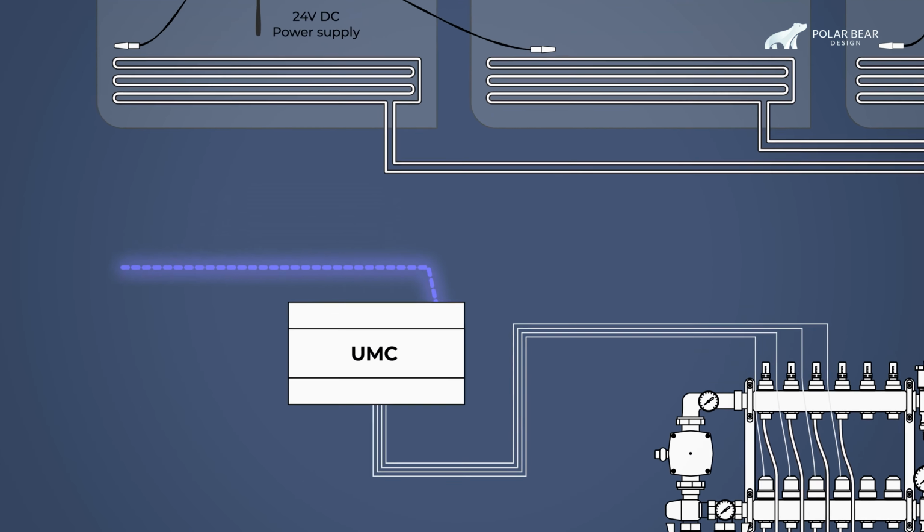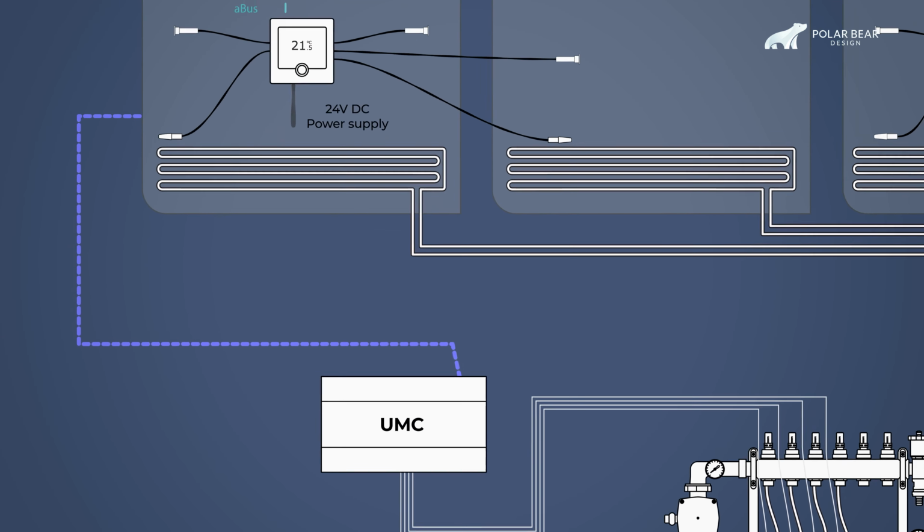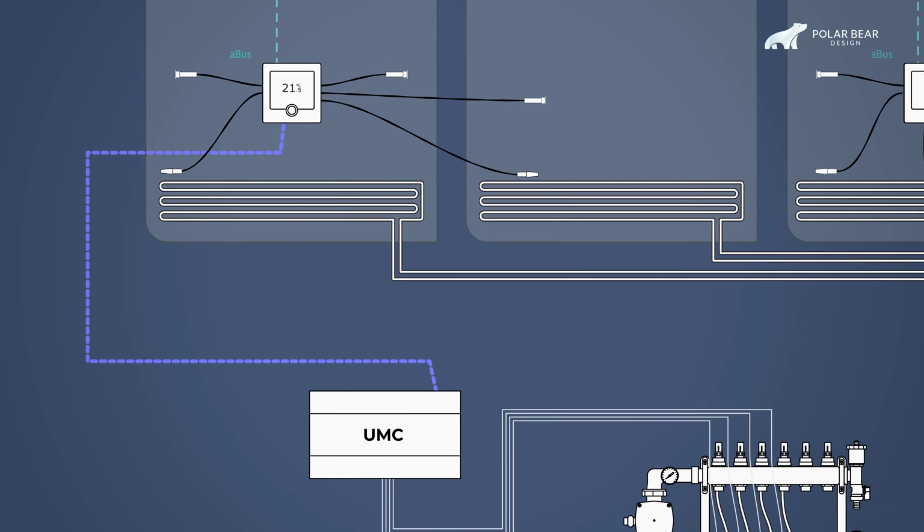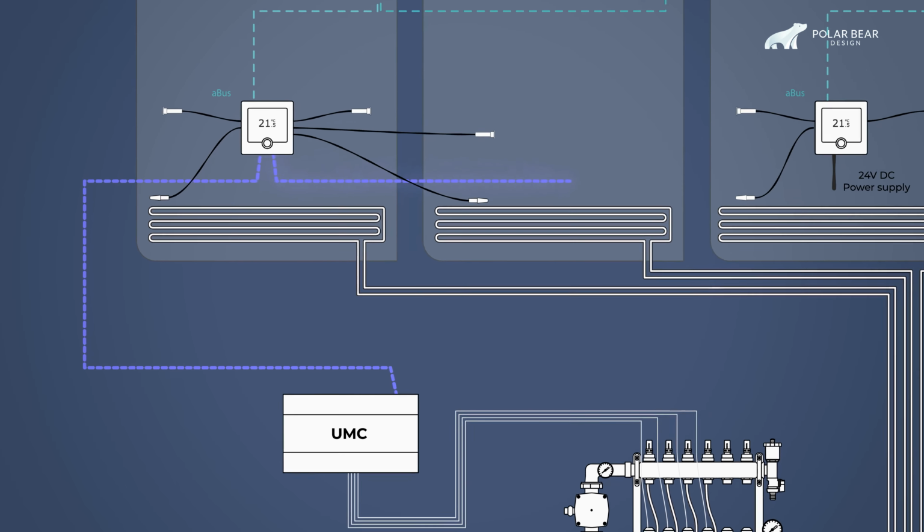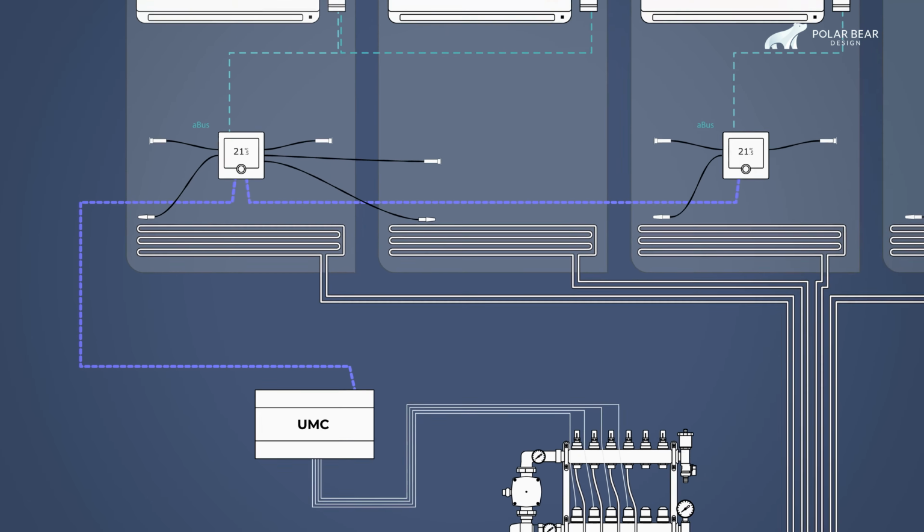Since the UMC will be controlling the heating equipment, there needs to be a way for the demand signals generated by the thermostats that are in the rooms to reach them. So a cable is run in a daisy chain between each thermostat and each UMC. The bus cable also carries power to the thermostats, so the whole system can be powered by one power supply connected to the bus.